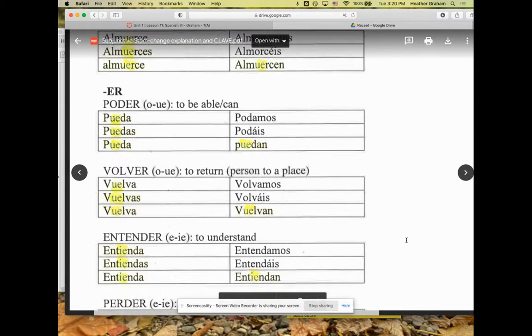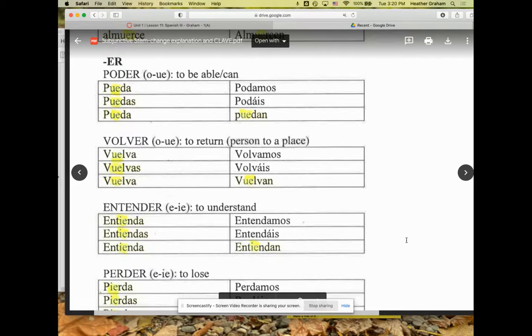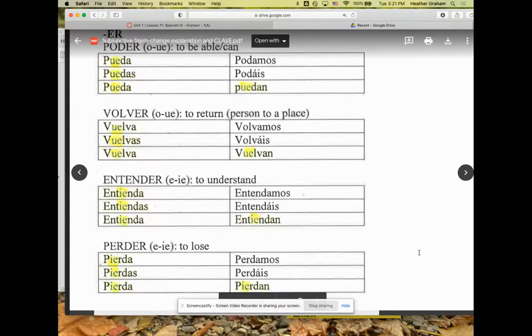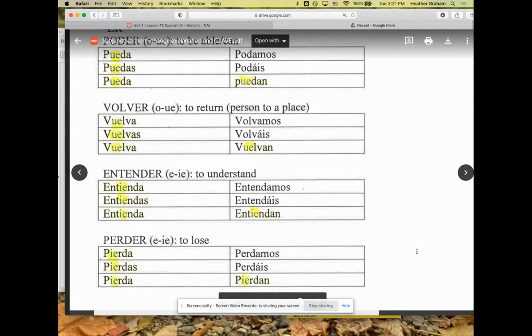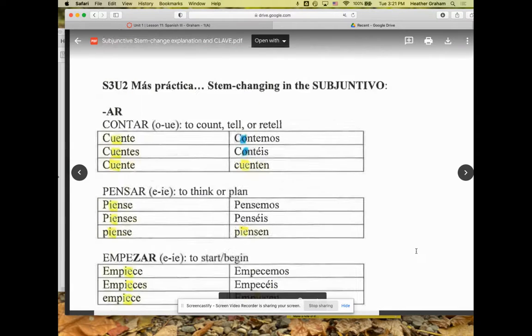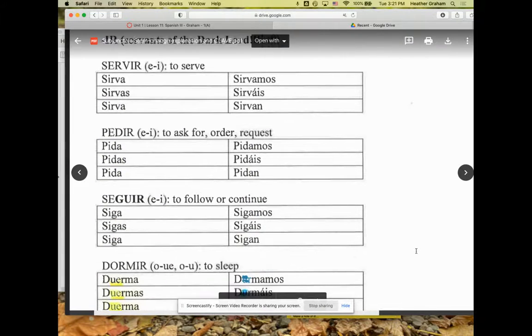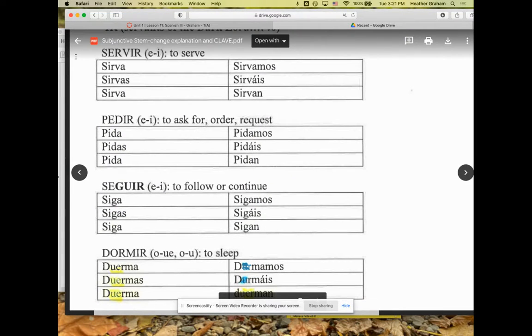Your ER verbs, we have poder, volver, entender, and perder. And I'll move this a little up so you can see it. So again, you can pause the video to fill these out. All right, and then we have our double stem change IR. These are honestly the hardest ones. So you can pause the video again.